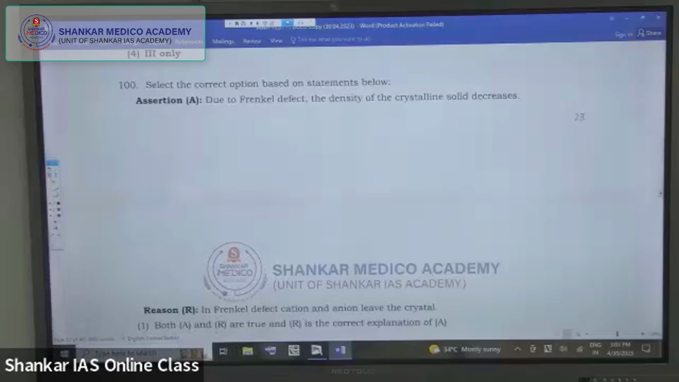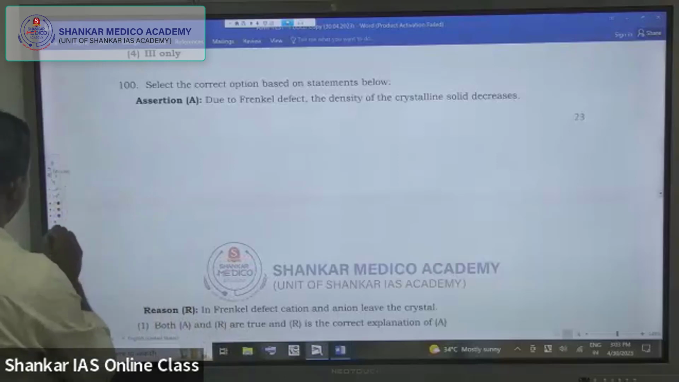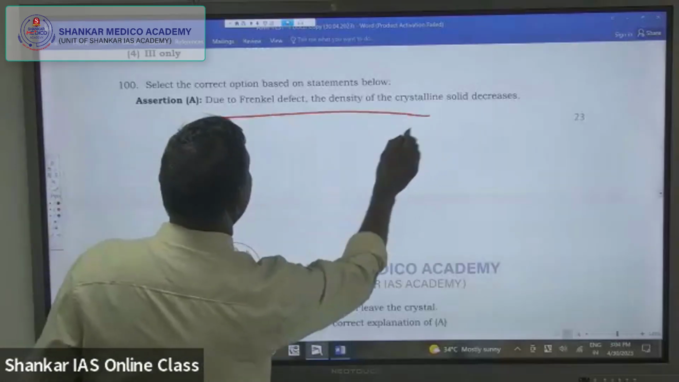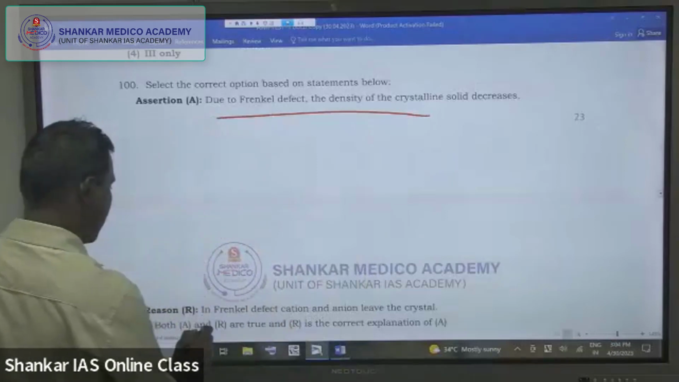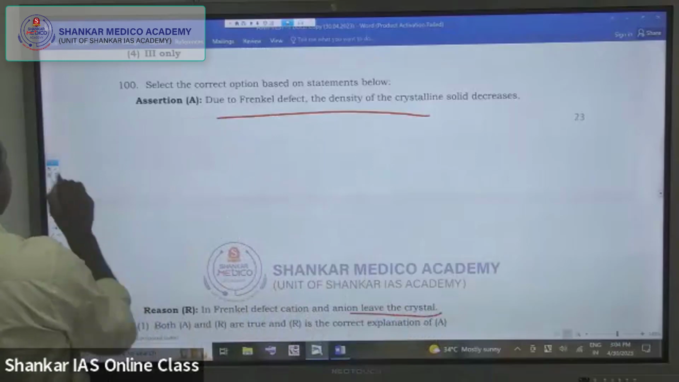In a Schottky defect, one cation and one anion go out, and the density decreases. That should be kept in mind, and a large size also should be kept in mind. These two points are very important: what is a Frenkel defect and what is a Schottky defect. So the density statement is wrong. Frenkel defect, cation and anion leaving the crystal, is also false. Both are false.